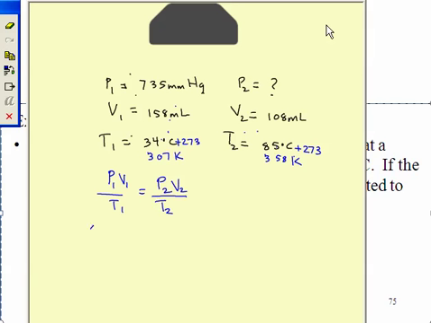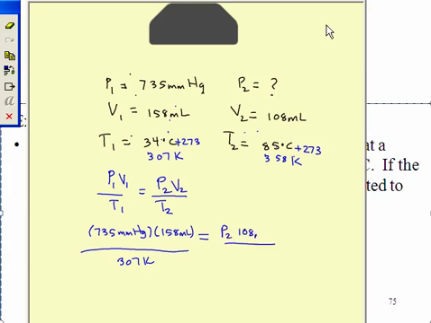So my initial pressure is 735 millimeters of mercury. My initial volume is 158 milliliters. And then my temperature is 307 Kelvin. And that's going to be equal to my unknown pressure multiplied by my volume divided by my final temperature. Okay, now what I'm going to do is I'm just going to multiply these, divide by this, and divide these two. So in my final equation here, I'll just have one number here and then one number here.